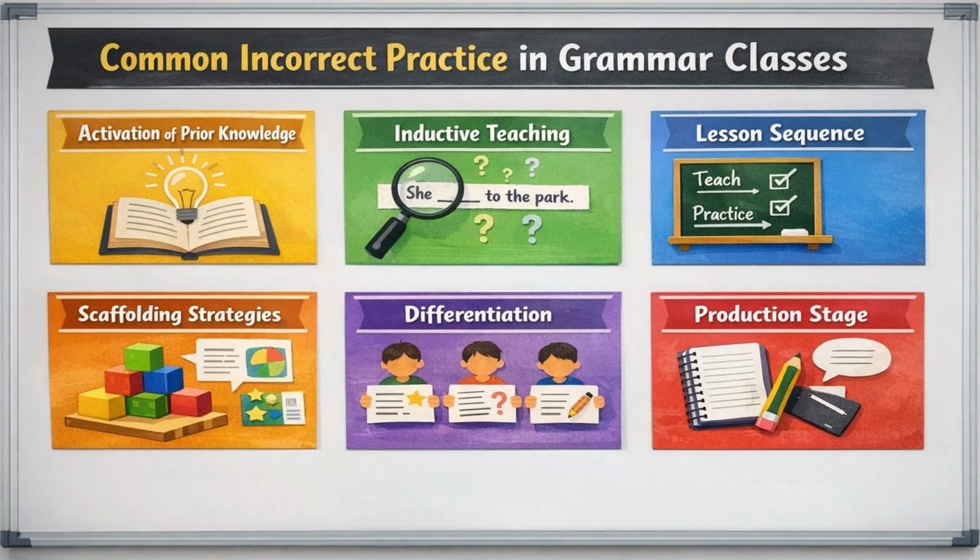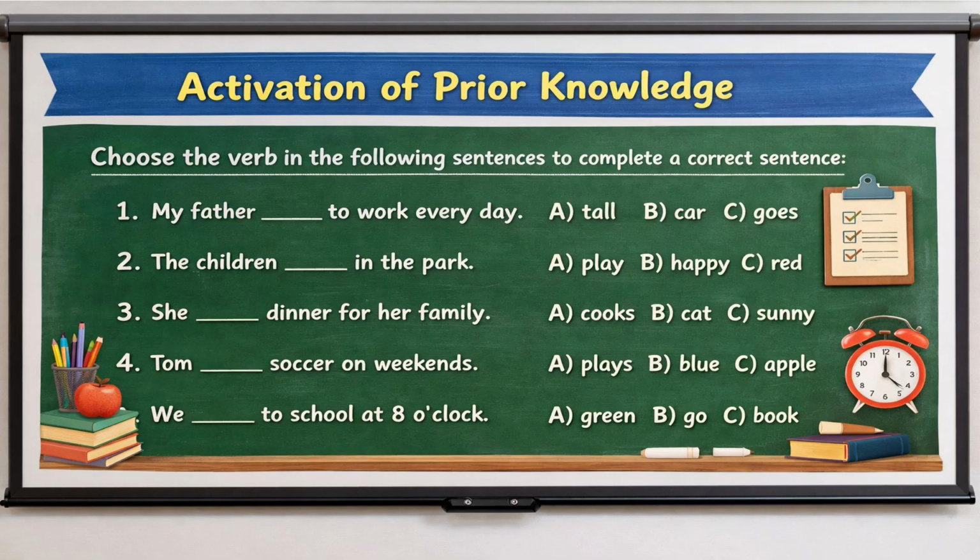Now, let's move to grammar classes. Many incorrect practices happen during grammar lessons, which affect students' understanding and ability to use the language. In this section, we will look at the most common incorrect practices in teaching grammar. Before going into details for each one, many teachers do not properly activate prior knowledge in grammar lessons. Sometimes, they revise something from previous lessons, but it is not related to today's target. Other times, they skip this stage completely and move directly to teaching the new grammar point.